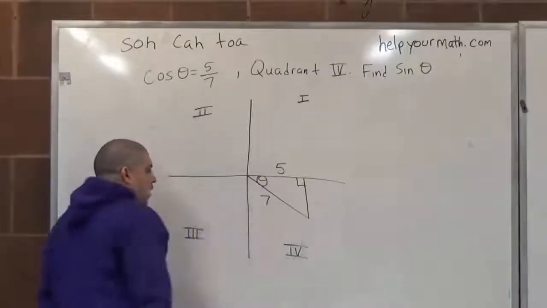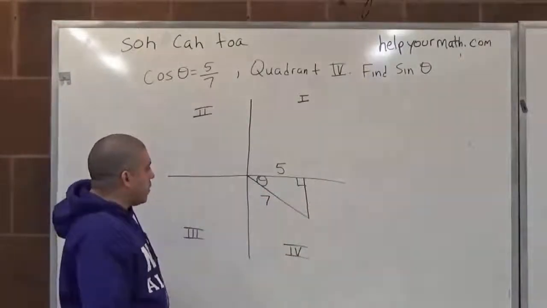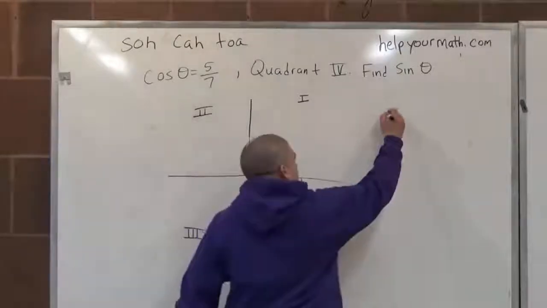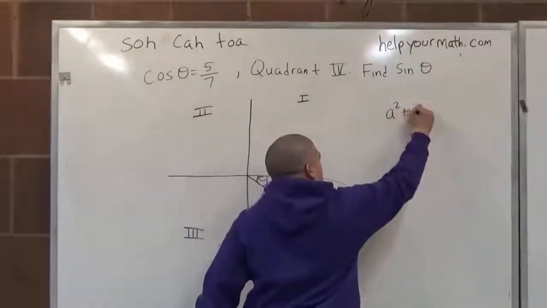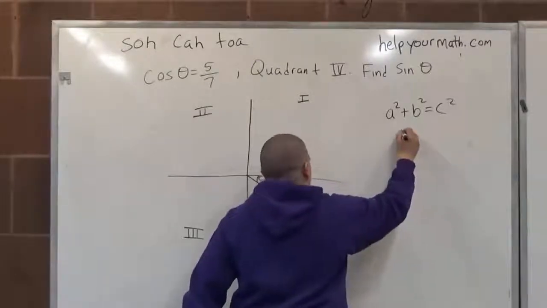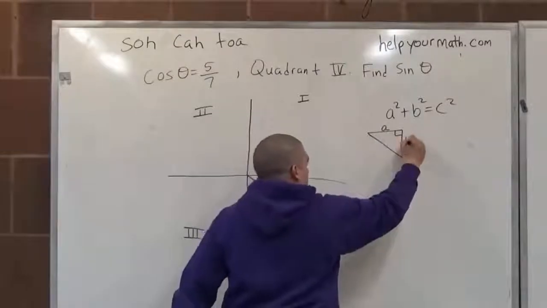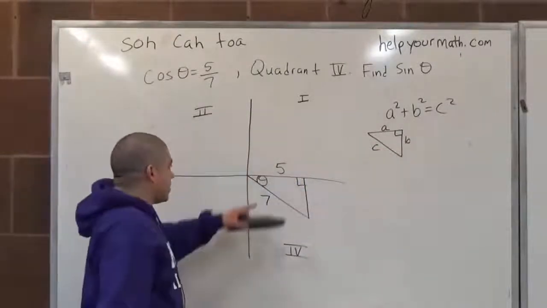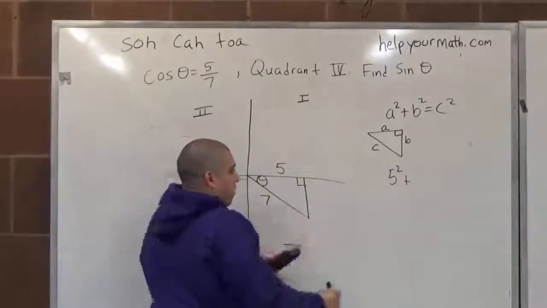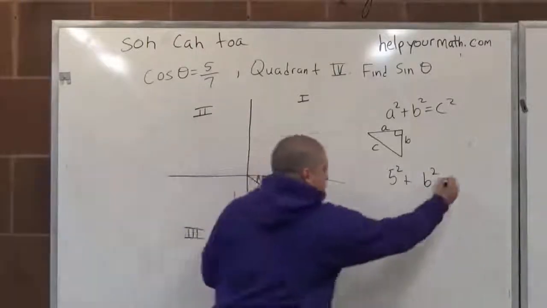Now, because this is a right triangle, we can use the Pythagorean theorem to find this side right here. So the Pythagorean theorem says a squared plus b squared equals c squared, and this is for whenever you are dealing with a right angle. You have your a, your b, and your c. So I can say 5 squared plus my b squared, which I don't know what it is, equals my c squared, which is 7 squared.